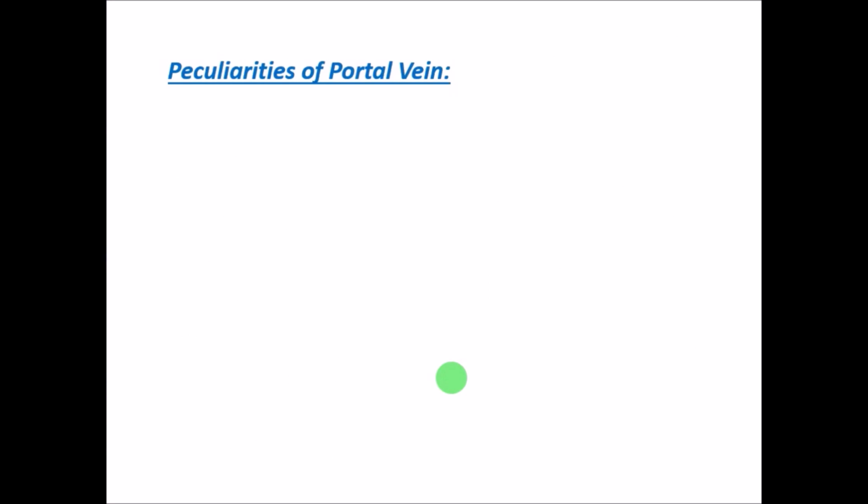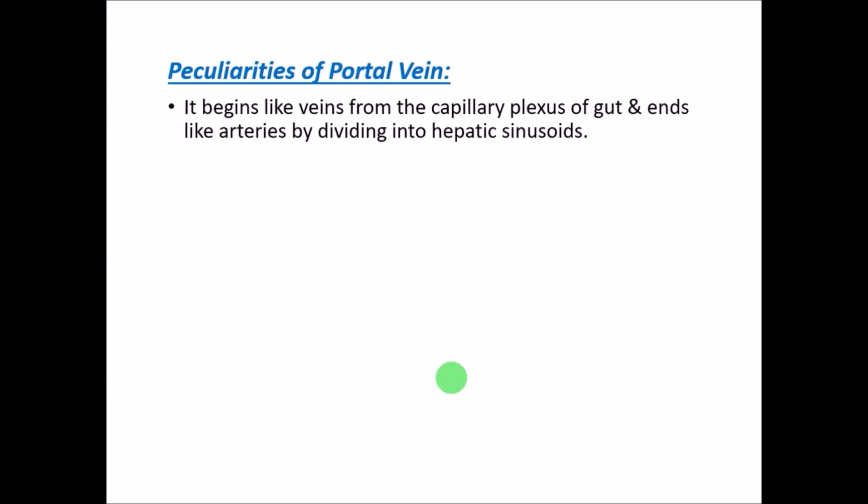What are the peculiar features of this portal vein? Even though this is a vein, it has some peculiar features which differentiate it from other veins. One is that it begins like a vein, from the capillary plexus, and then the tributaries join together to form the portal vein. So it begins like veins from the capillary plexus of the gut and ends like arteries by dividing into hepatic sinusoids. So it divides into branches later.